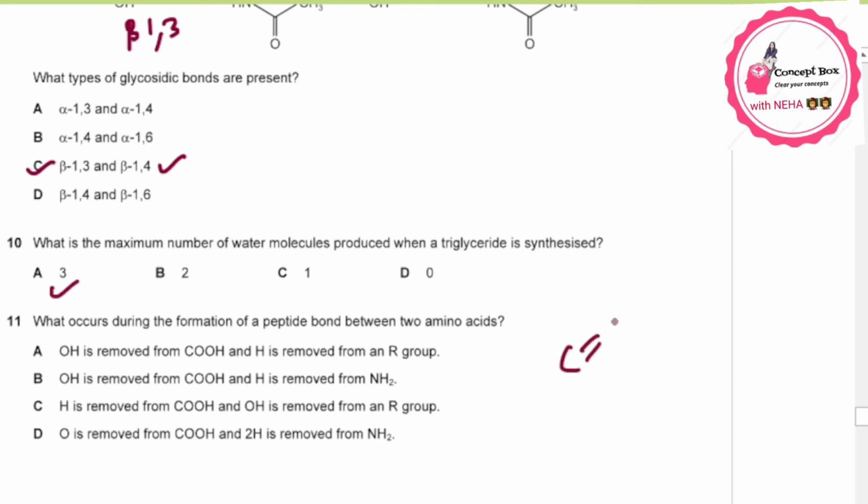From the COOH, OH is removed, and from NH2, one H is removed. Like this, so water is removed. This reaction is known as the condensation reaction, and by this reaction they form the peptide bond. So OH is removed from the COOH and H is removed from the NH2.